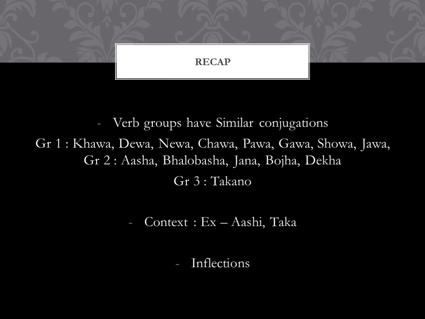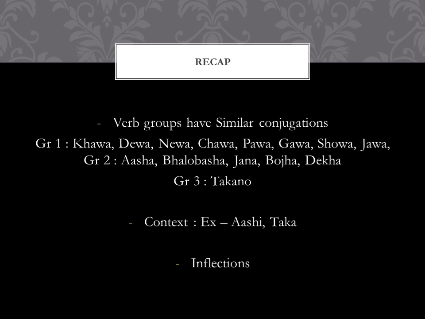We learned quite a lot today, so let's recap. We have learned about several verb groups till now. So the first verb group ends with wa, the second verb group ends in a, and the third verb group, which we learned about today, ends in no. So all of them will have similar conjugations.